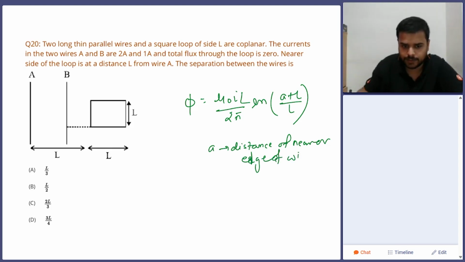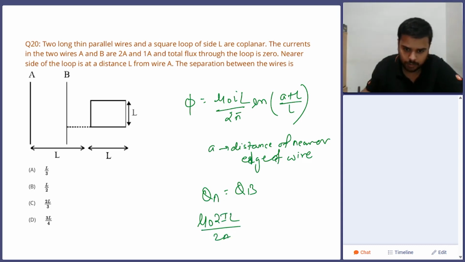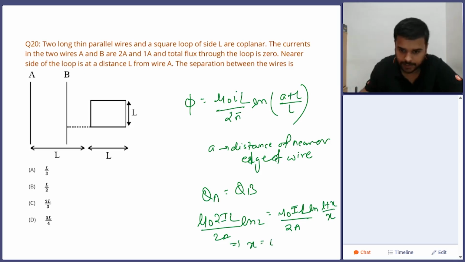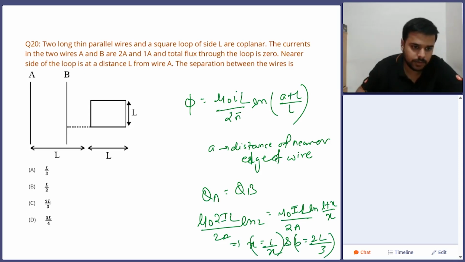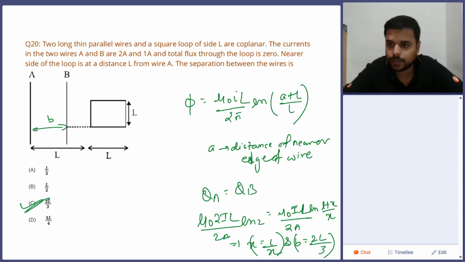So we know phi A will be equal to phi B. So mu naught 2 I L by 2 pi ln 2 will be equal to mu naught I L by 2 pi ln (L plus x) by x. Solving this, we get x is equal to L, and b is equal to 2L by 3. Option number C, because the separation between the wires we have assumed is b. Okay.